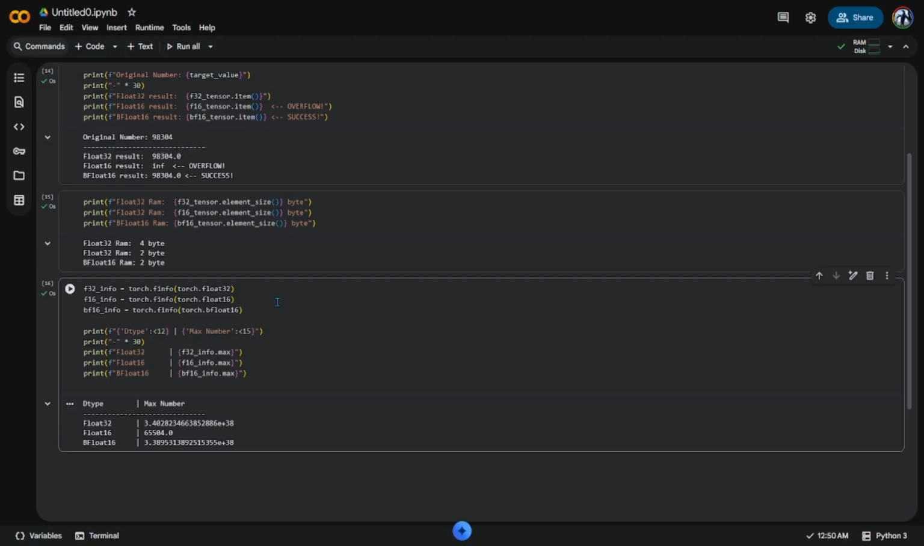Here is the proof of what we've discussed. Float16 hits a hard wall at exactly 65,504. Meanwhile, BFloat16 boasts a massive maximum value, matching the range of Float32. This unique balance makes BFloat16 the ultimate tool for modern AI engineering. Next time you're training a model or facing an out-of-memory error, remember that it's all about how you manage your bits.